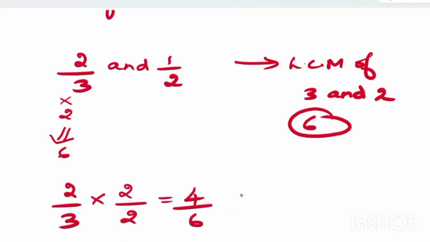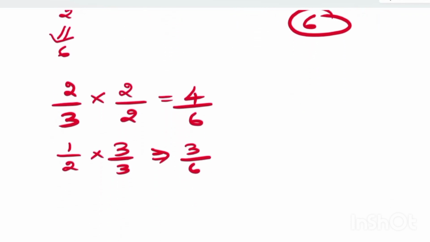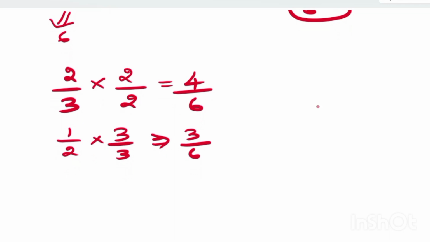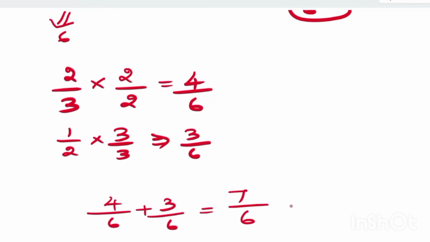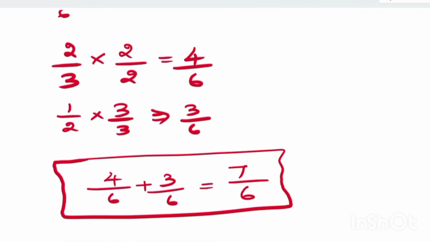So now we have got two fractions, 4 by 6 and 3 by 6. Just see these two fractions. Are their denominators the same or different? They have the same denominator, right? So now we can directly add them. 4 by 6 plus 3 by 6 is equal to 7 by 6. Okay, so this is an improper fraction. So this is how you will be adding unlike fractions. Okay, so we'll see one more example in this so that you will become more clear.